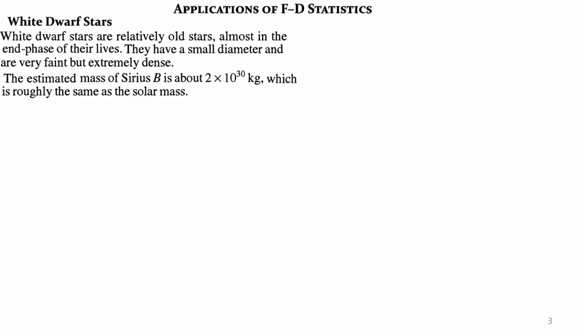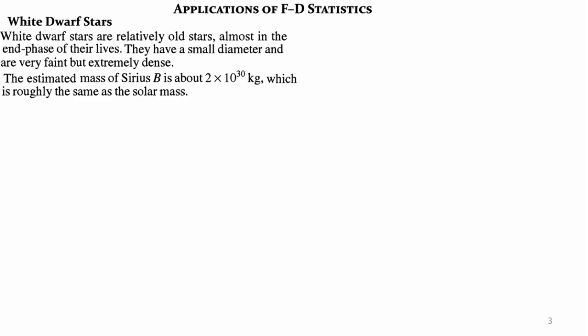This Sirius B is one such white dwarf star. So probably, if you have done some course on astronomy, you would have gone through all those details. We are not going to discuss more details of stars here. We want to see the application of Fermi Dirac statistics to understand the behavior of a star. That's the main concern here.